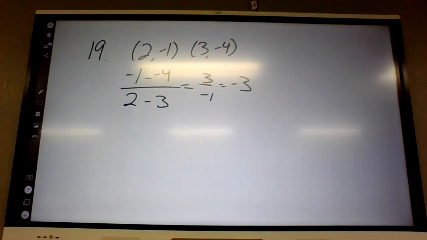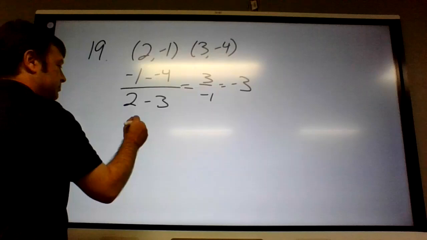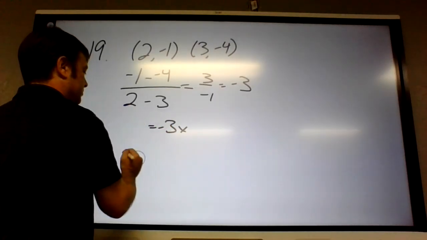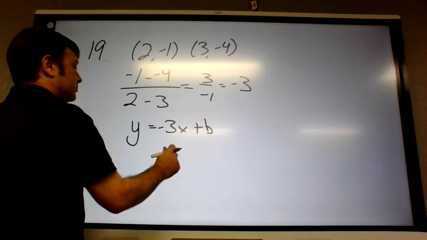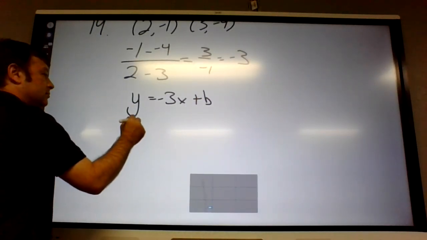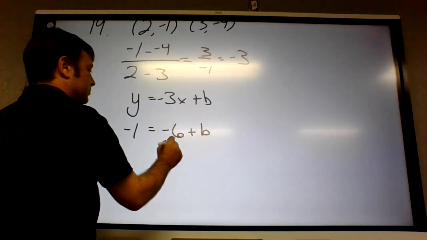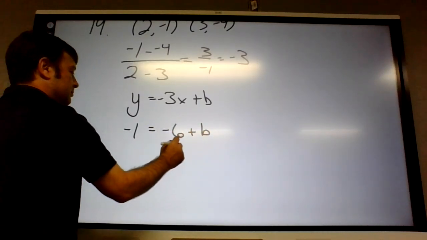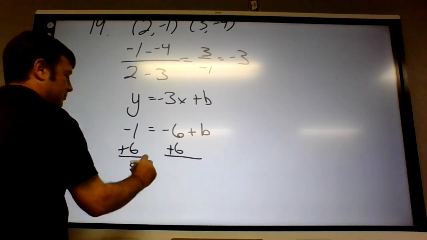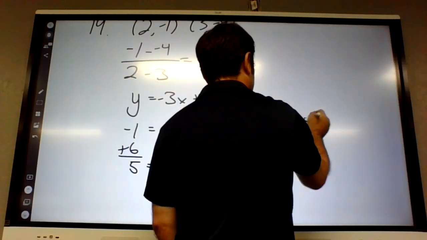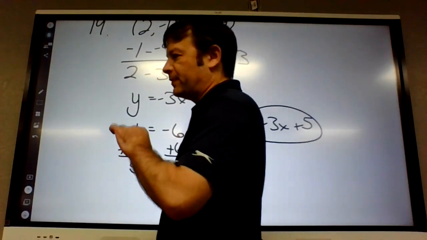Okay, now what? Now you would put that in the formula. y equals negative 3x. And then you plug in your numbers. Plug in 2 and negative 1, so it'd be negative 1 equals negative 6 plus b. Then you add 6, so it'd be 5. Okay, so y equals negative 3x plus 5.